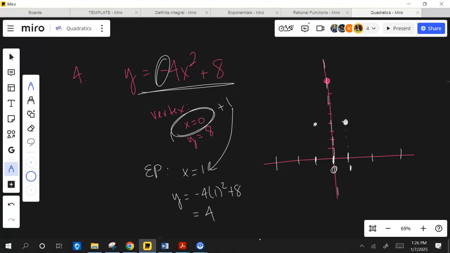Reflect and connect. See how it's skinny? And it's down, as it should be. The y-intercept is 8, as it should be. Really big number.